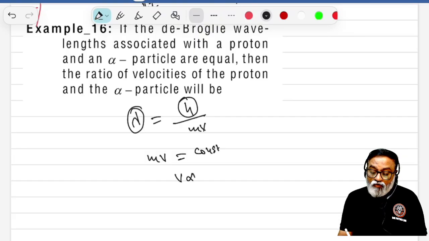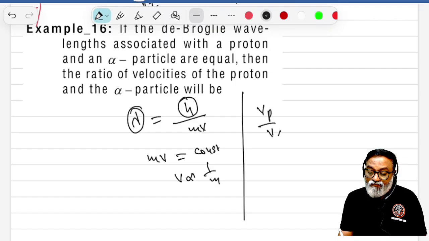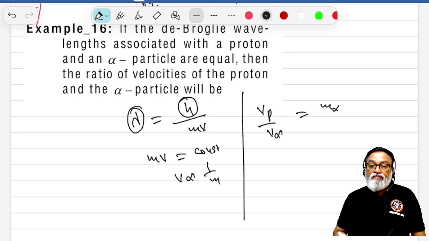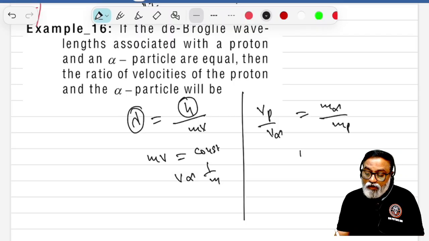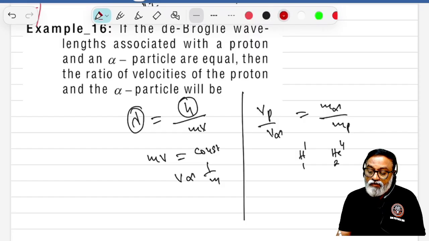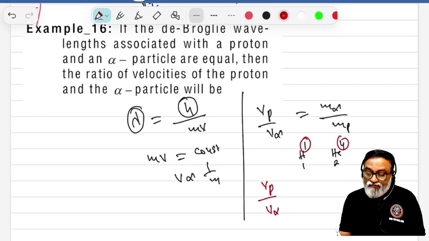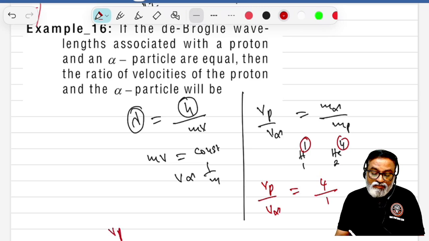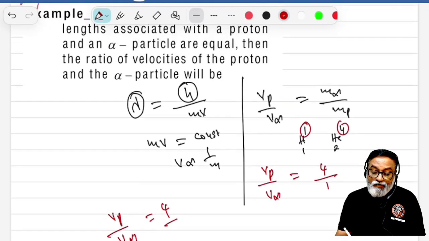So v is proportional to 1 by m. Therefore, velocity of proton to velocity of alpha particle is equal to mass of alpha particle by mass of proton. See, proton means 1H1, alpha means 2He4. These are the mass numbers. Mass of alpha is 4 units. Mass of proton is 1. Therefore, velocity of proton by velocity of alpha is equal to 4 is to 1.